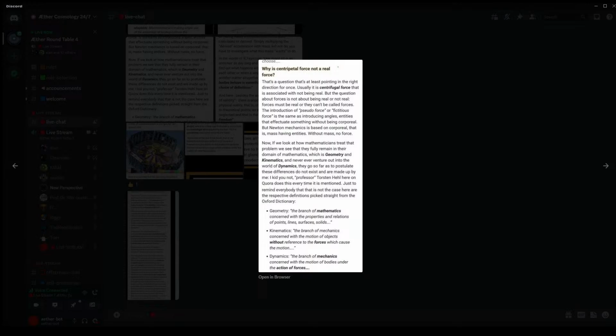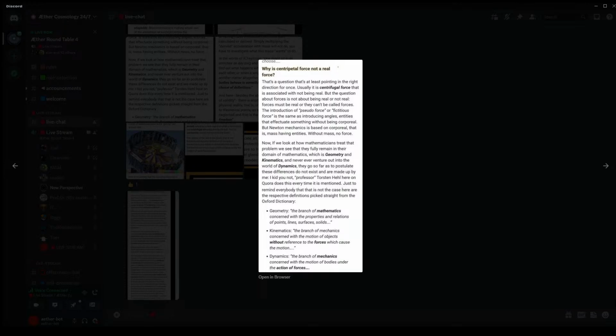Now, if we look at how mathematicians treat the problem, we see that they fully remain in their domain of mathematics, which is geometry and kinematics, and never ever venture out into the world of dynamics. They go so far as to postulate these differences do not exist and are made up by me. I kid you not. Professor Torsten Heel here on Quora does this every time it is mentioned. Just to remind everybody that it is not the case here.